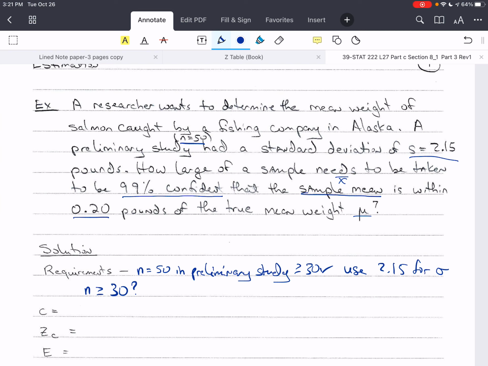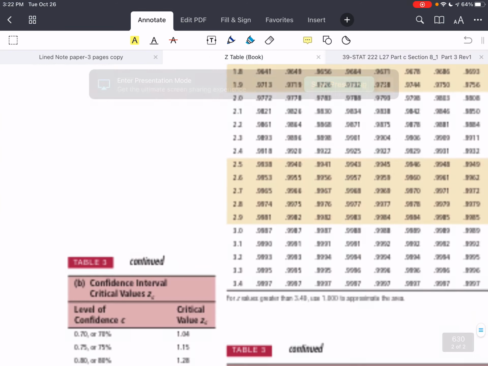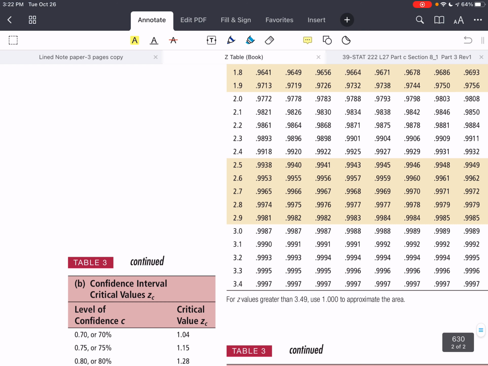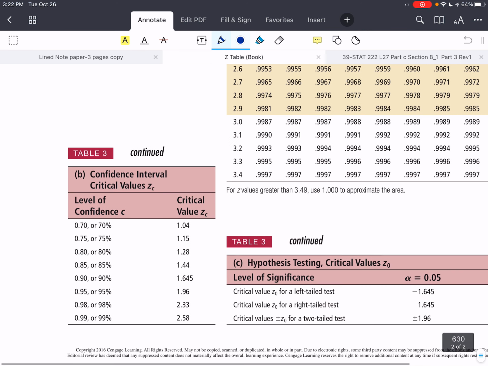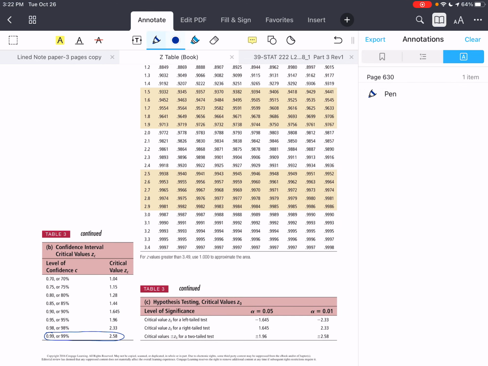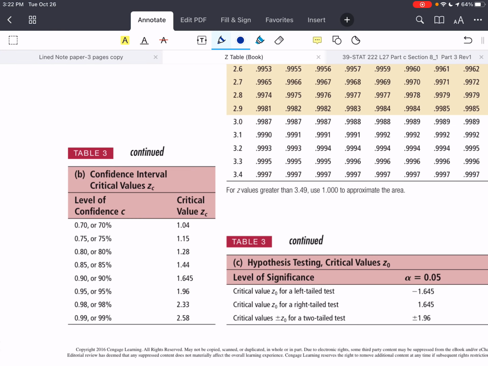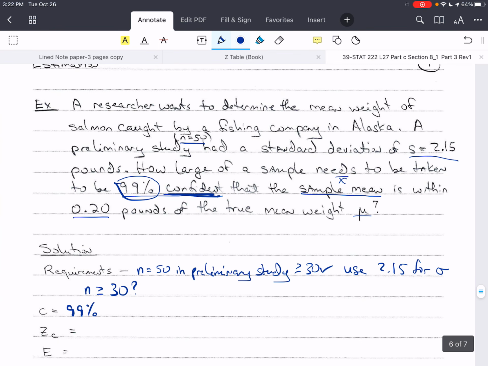What's C? Well, here's 99% in front of the word confident. So C is going to be 99%. We go to our table to find Z sub C. And for 99%, we see that Z sub C is 2.58. Okay, so 2.58 is our value of Z sub C.